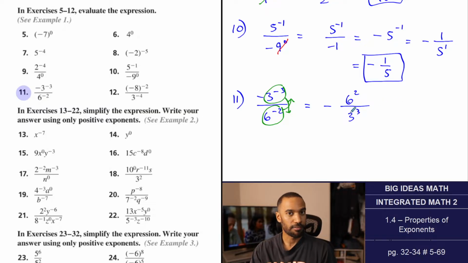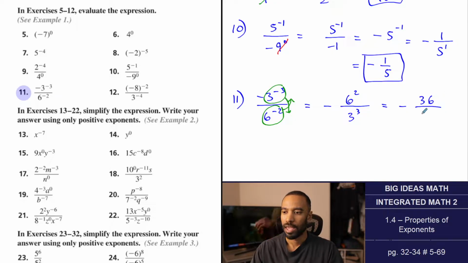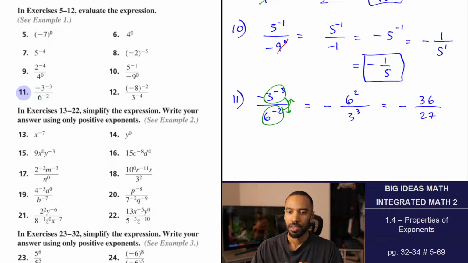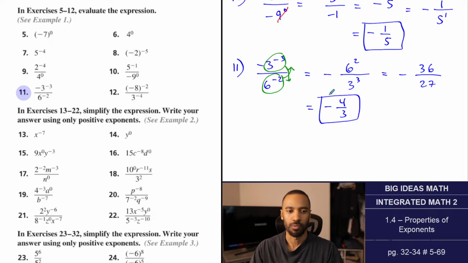6 and 3 do not divide. They're not the same base, at least not in the way that we have order of operations to take care of. Exponents first, division second. So we have 6 squared is 36, and 3 cubed is 27. So that would be the answer, but we can reduce that fraction, I believe, to -4/3. And we should be done.